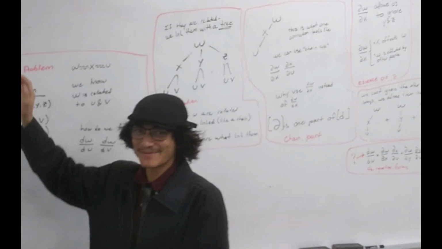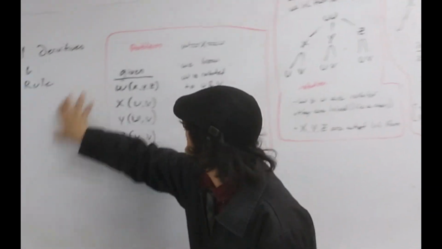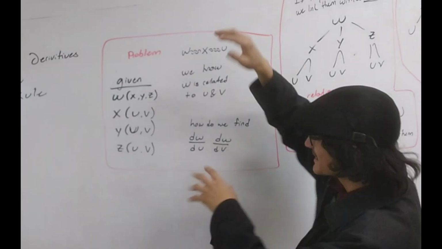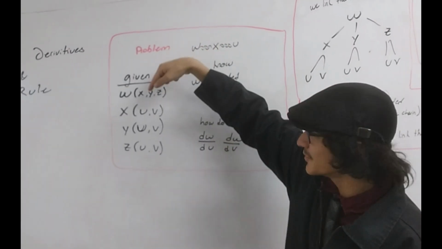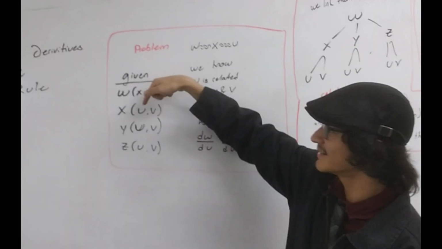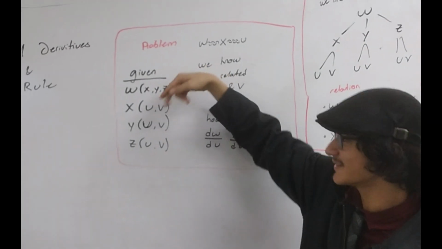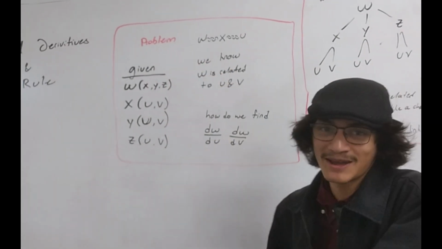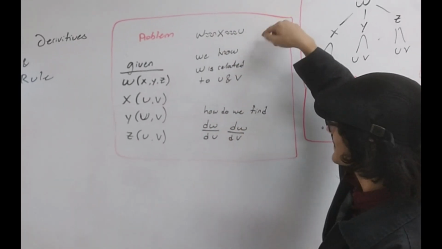Alright, so I'm going to be talking about partial derivatives and the chain rule. So we're going to be given a problem like this, where w is dependent on x, y, and z, x is dependent on u and v, y is dependent on u and v, and z is dependent on u and v. So they're all chained together.